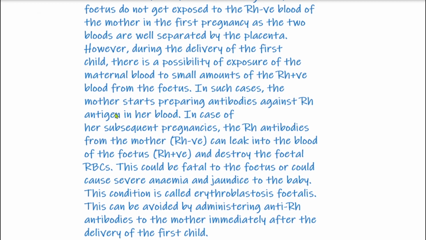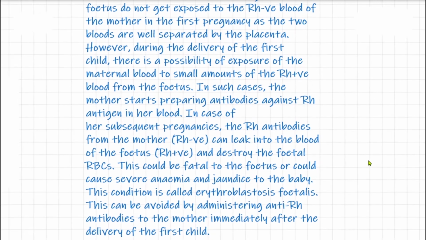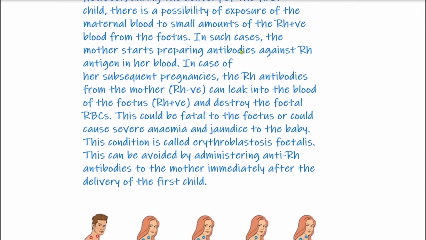In such cases, the mother starts preparing antibodies against Rh antigen in her blood. In her subsequent pregnancies, the Rh antibodies from the mother can leak into the blood of the fetus and destroy the fetal RBCs.